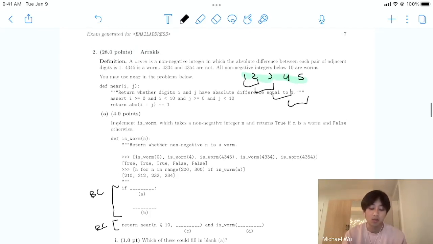So what's our base case? What's the simplest kind of input at n that we know the answer to? So if you remember in the problem, it says all non-negative integers below 10 are worms. So that's our simplest case. So if n is less than 10, then we know that it's automatically a worm, so we should just return true.